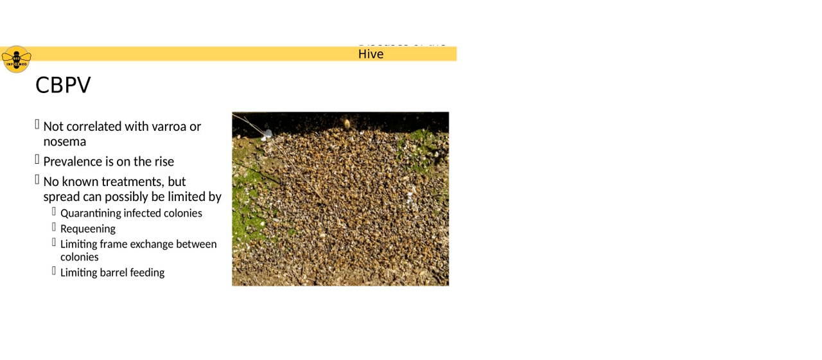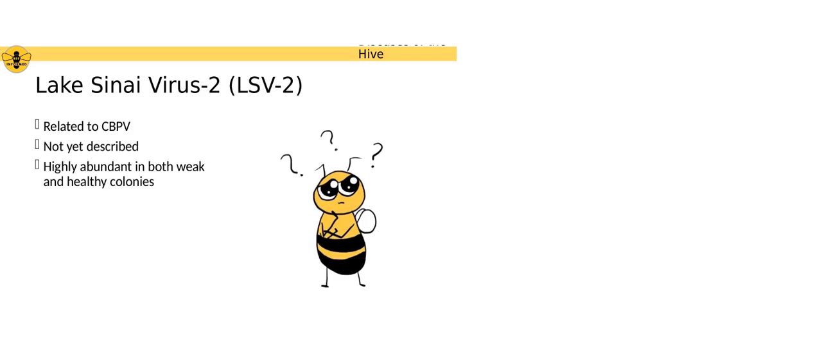So it's not correlated with varroa or nosema. The prevalence is on the rise throughout the country, but there's no known treatments. The one way to prevent spread is to quarantine any colonies that have this. You can requeen to try to have more hygienic bees, frame exchange between colonies, and limiting barrel feeding or open feeding, just because the bees then have a lot of chance to come in contact with each other.